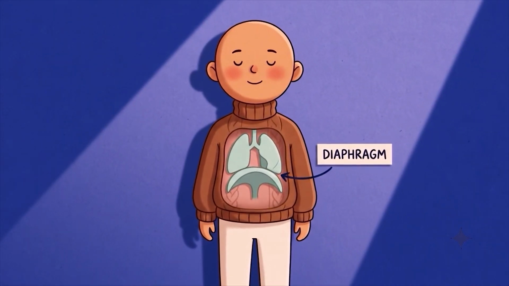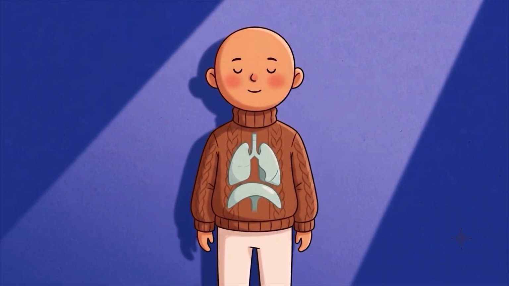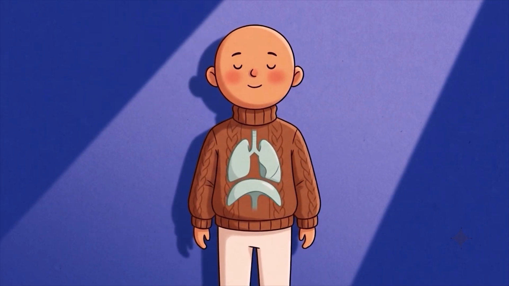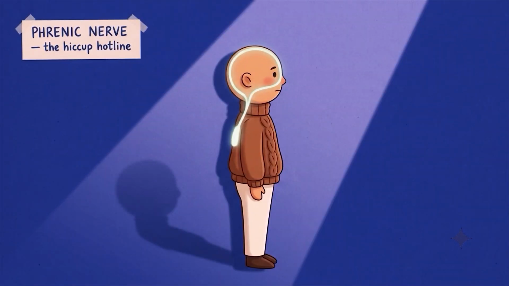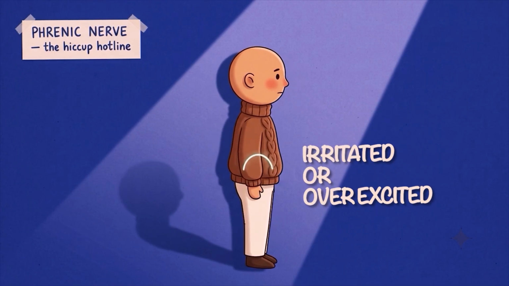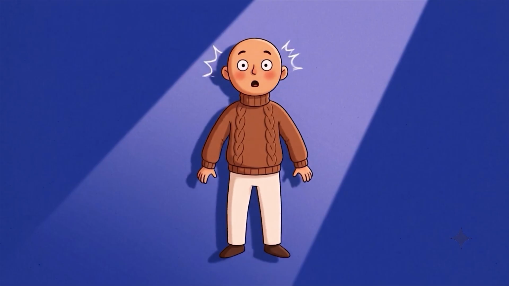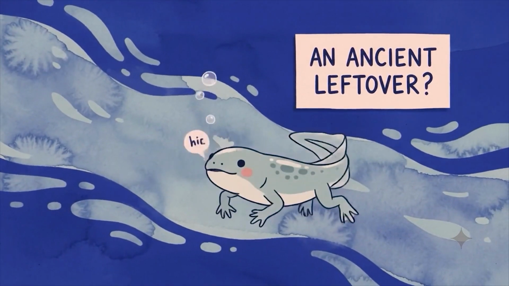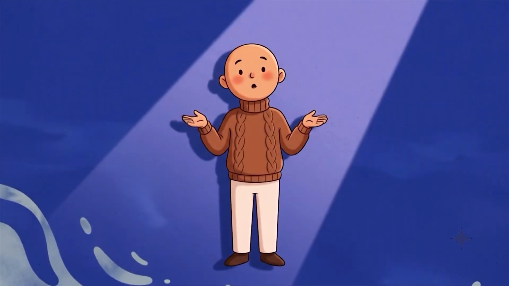A hiccup happens when that rhythm glitches. Something makes the diaphragm suddenly contract. A sharp, involuntary jerk. Behind it all is the phrenic nerve, the long wire running from your brain down to your diaphragm. When it gets irritated or overexcited, it fires off these false signals. Scientists think hiccups might be a leftover from millions of years ago, an echo of when our distant ancestors breathed through gills.